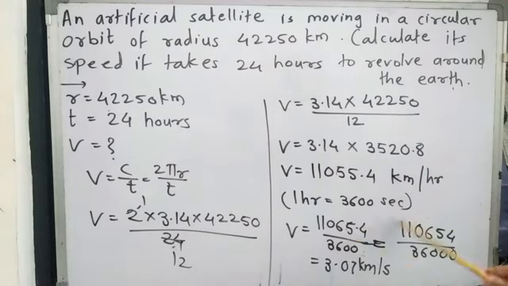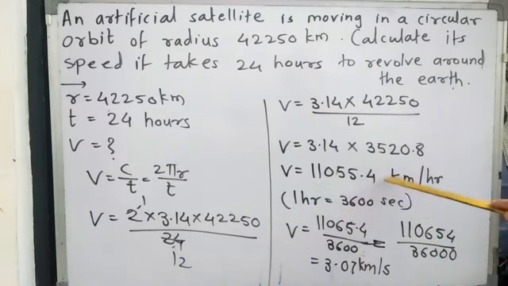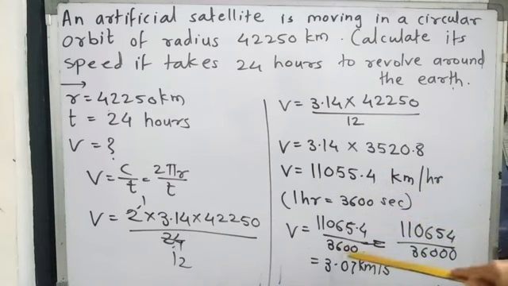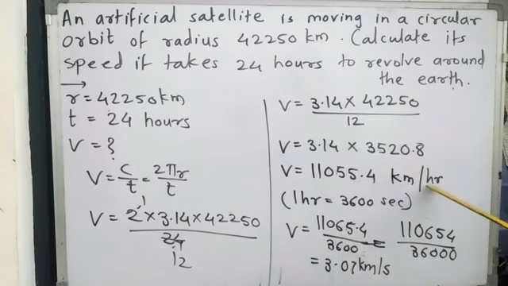So velocity remains same. For calculating velocity, distance, here we will take this velocity, but as we have to convert it into seconds, we will divide it by 3600, because 1 hour is equal to 60 minutes and 1 minute is equal to 60 seconds. So 60 multiplied by 60. So 11065.4 is our velocity, but in kilometer per hour, so to convert it into seconds we will just divide the quantity by 3600.